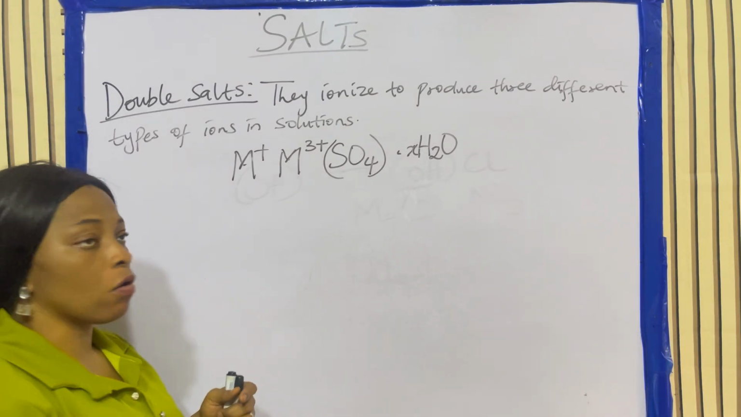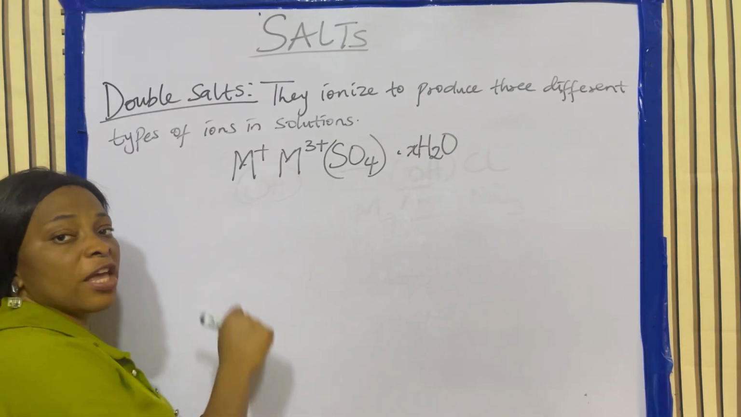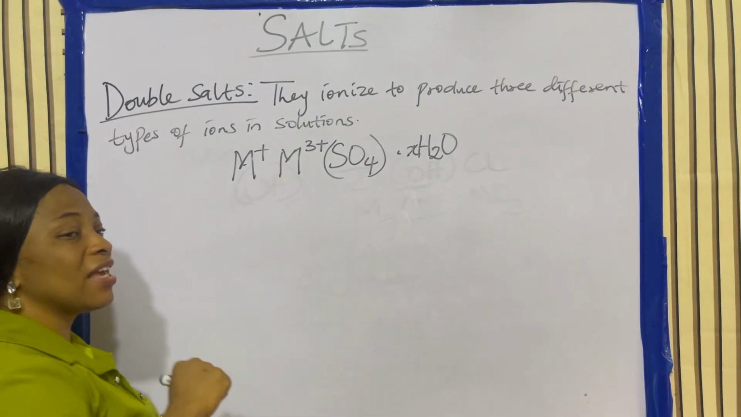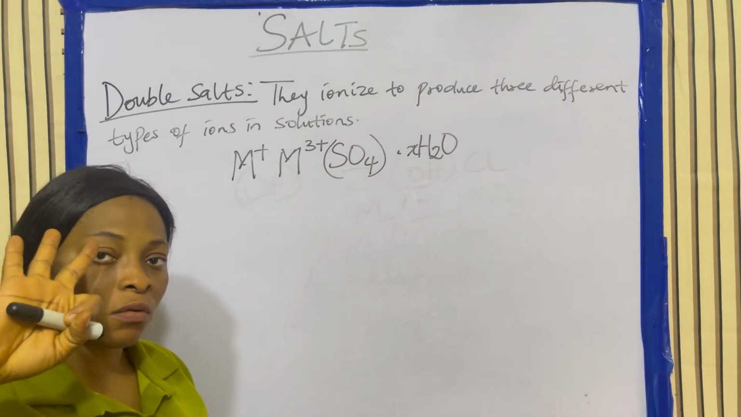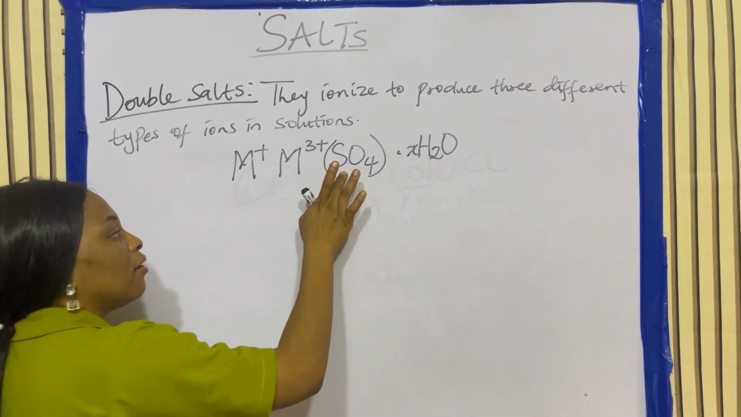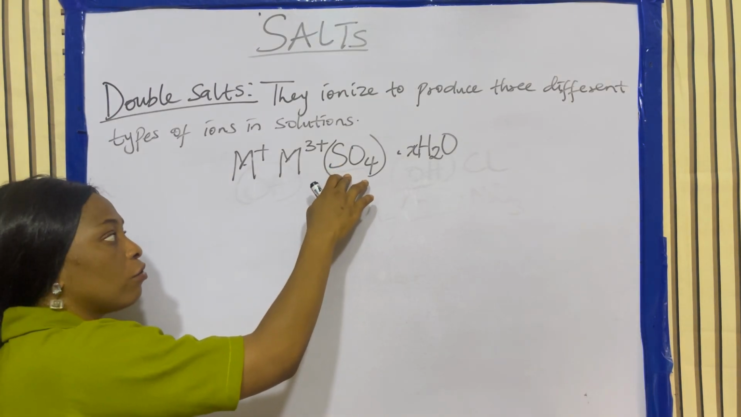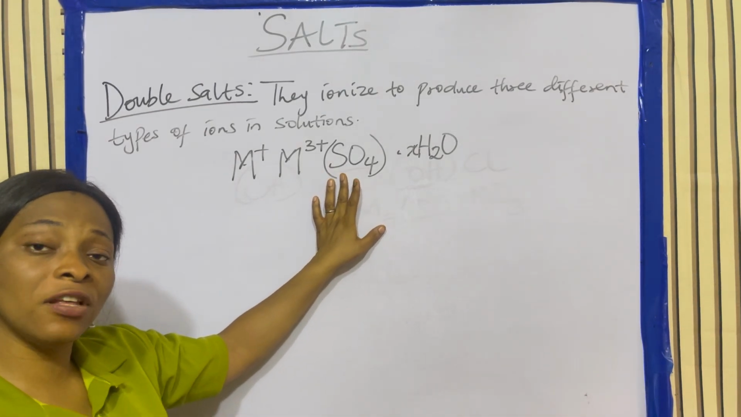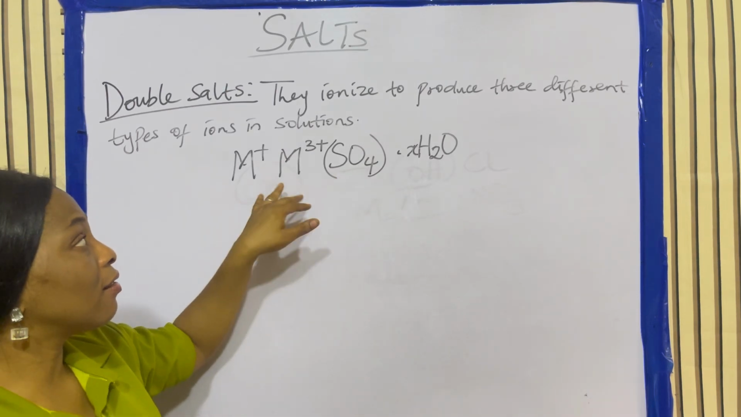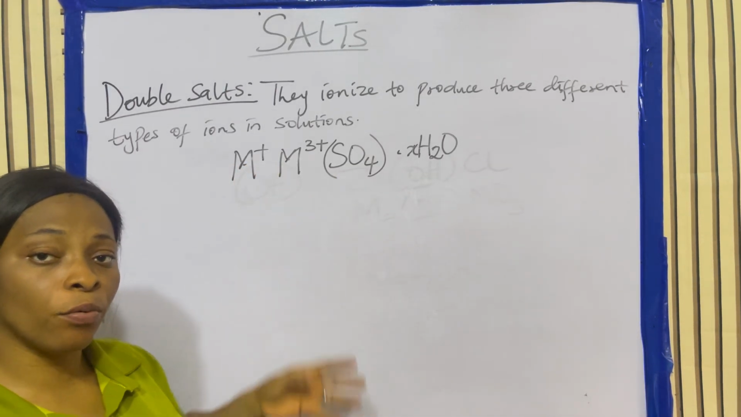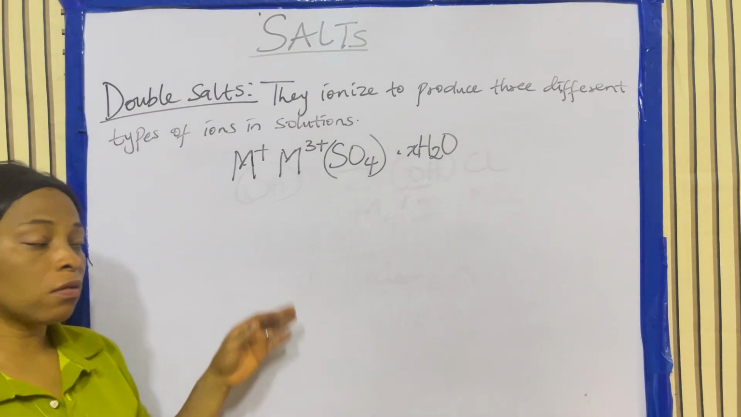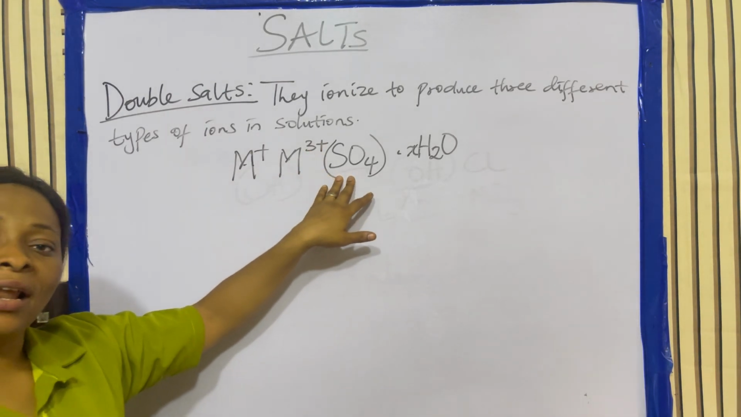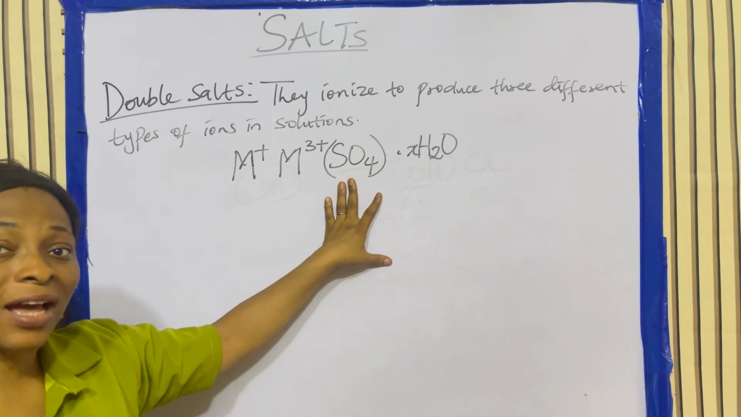So, for every double salt, the first element must be a univalent. Univalent means one valency. Then the second one must be a trivalent. Trivalent means three valency. Then the third ion will be an anion, a negatively charged ion. These are the three things you must note when you are writing a double salt. For a double salt, the first element must be univalent, the second element must be trivalent, and the third element must be an anion, a negatively charged ion.